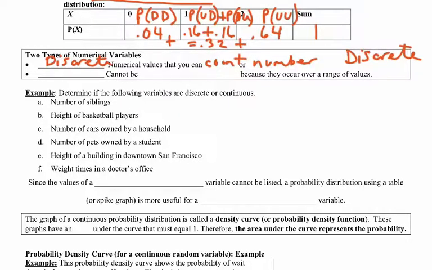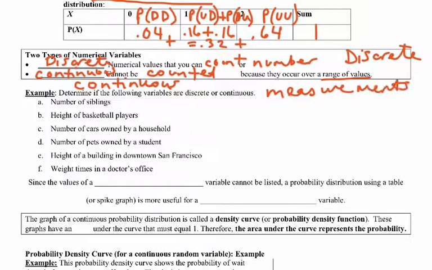The other type of numerical variable, I should say, is continuous. Continuous. Numerical variables that are continuous cannot be counted. Okay, so what do we mean? What kinds of things cannot be counted? They have to occur over a range of values. And generally these would be things like measurements.